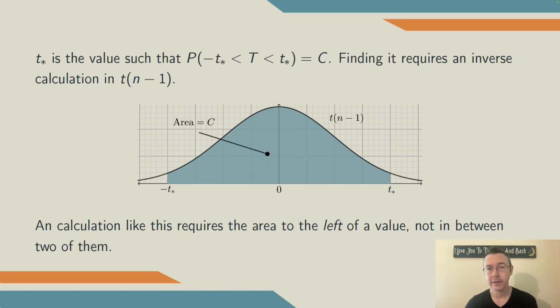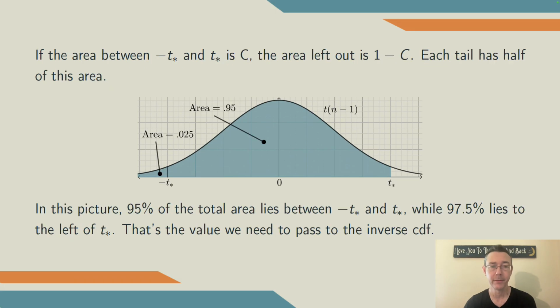So let's get into calculating t star. It's the value such that the probability that t is randomly between negative t star and positive t star is C. Since we have a probability and need to find a value, it's going to be an inverse calculation in this t-distribution. Unfortunately, when we do calculations like this, we're going to need the area to the left of the value t star, not in between them. So we're going to have to use a little geometry and do a little bit of arithmetic. If the area between negative t star and positive t star is C, the area left out is 1 minus C. And so each tail has to have half of that area.